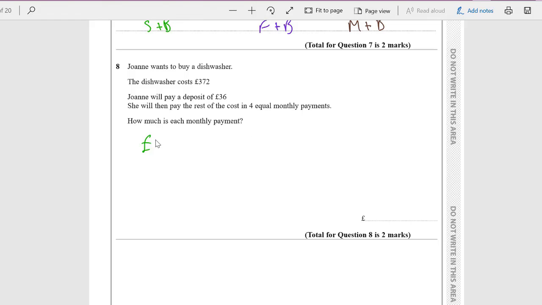Well, we know 372 subtracted by 36, so we get 336. And then 336 divided by 4, because she has to pay in 4 equal monthly payments, which gives us 84. So the answer is £84.